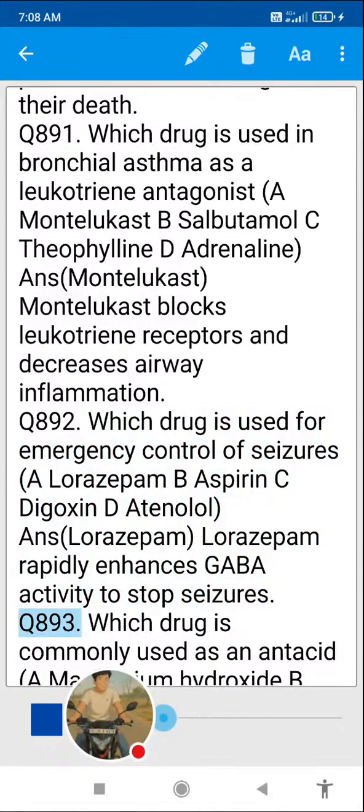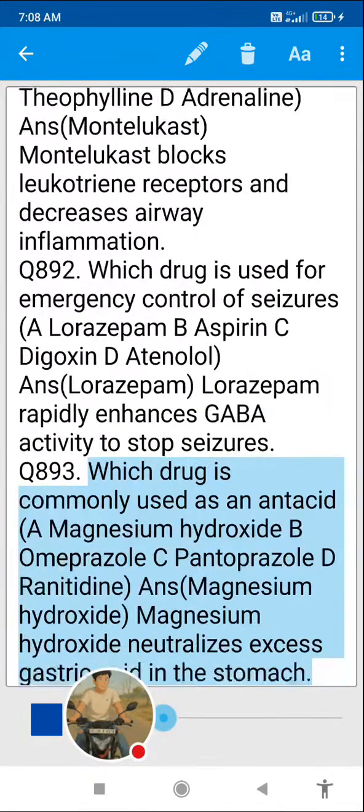Q893. Which drug is commonly used as an antacid? A. Magnesium hydroxide. B. Omeprazole. C. Pantoprazole. D. Ranitidine. Ans. Magnesium hydroxide. Magnesium hydroxide neutralizes excess gastric acid in the stomach.